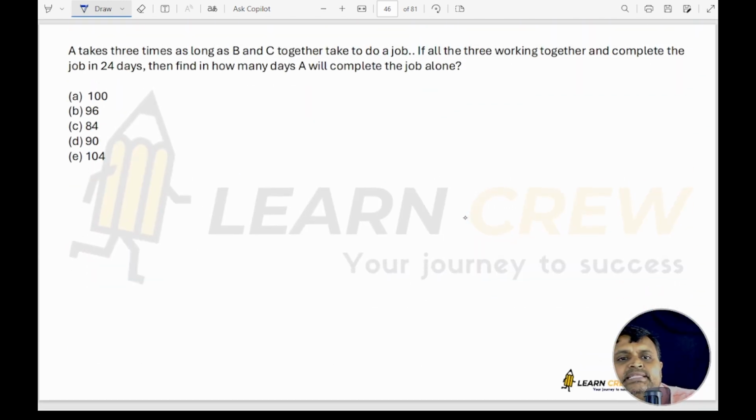A takes 3 times as long as B and C together take to complete a job. So the times taken by A, B and C together: B and C take 1 time, A takes 3 times. So the efficiencies are in the ratio 1:3. If A can do 1 work, B and C together can do 3 work. And all together can complete the work in how much time?